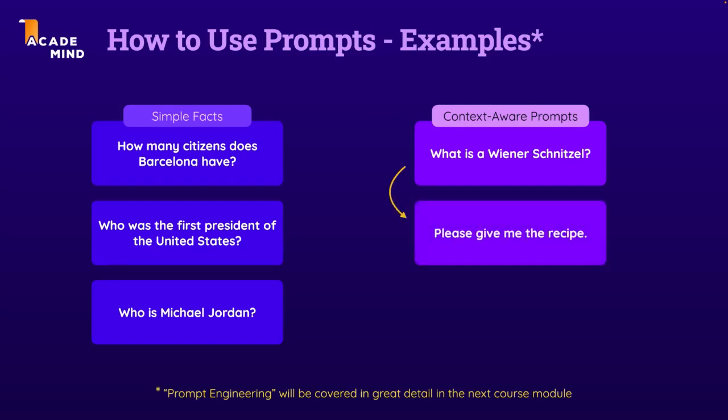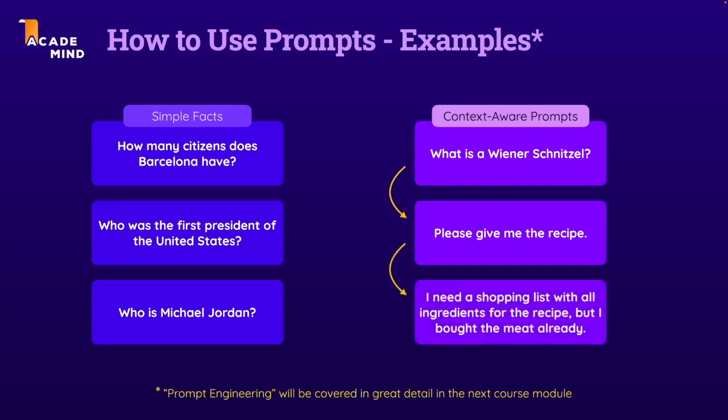We don't mention the schnitzel, but as ChatGPT is context aware, it should know that the recipe refers to the schnitzel. And even more, we could ask afterwards that we need a shopping list with all ingredients for this specific recipe, but as I know that schnitzel contains meat, I bought the meat already, so this is not required. So let's now add exactly these prompts to ChatGPT and let's see what the output looks like.